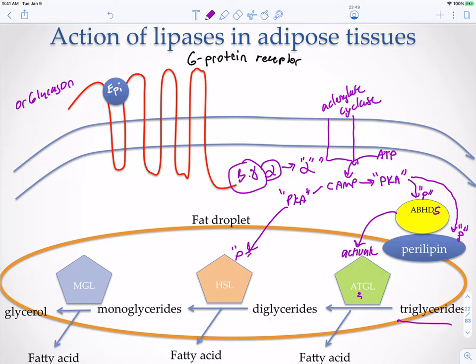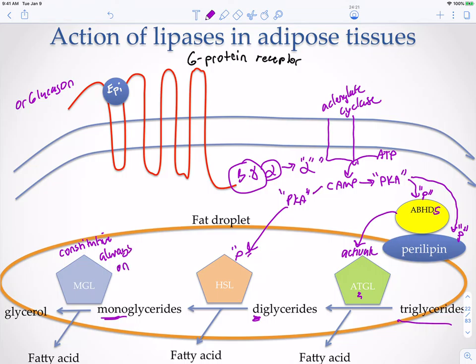So you start with a triglyceride, you have activation of your adipose triglyceride lipase, you generate a diglyceride. Your hormone-sensitive lipase can work on a diglyceride, and then it generates a monoglyceride, and your monoglyceride lipase can work on a monoglyceride. Now the monoglyceride lipase is constitutive, so it's always on.